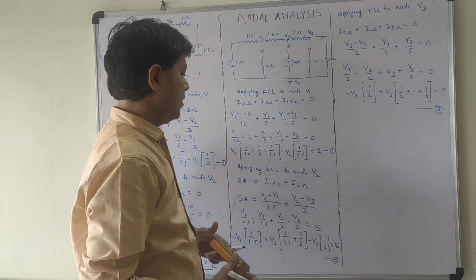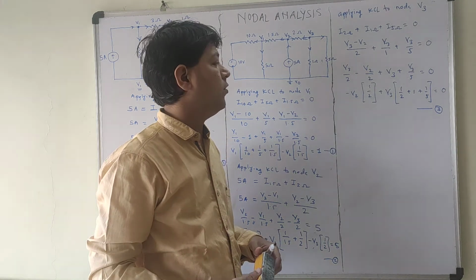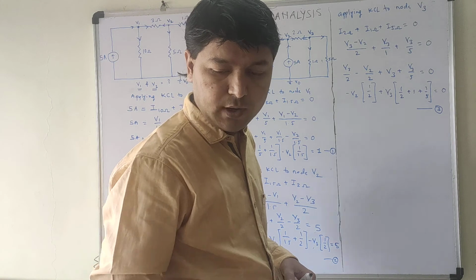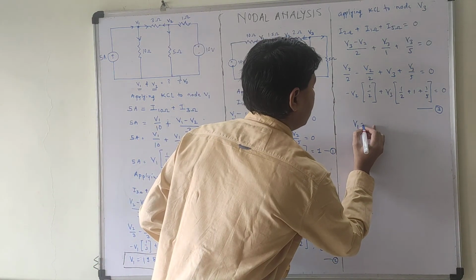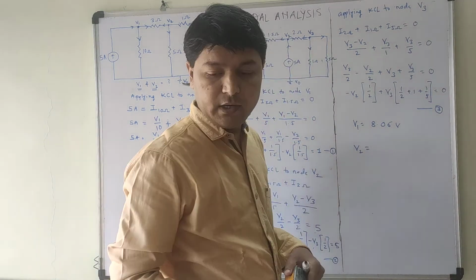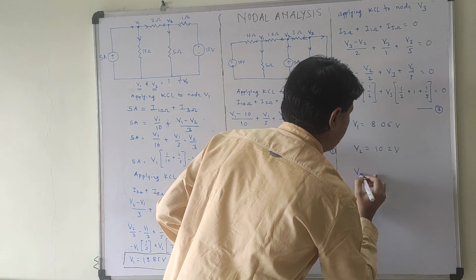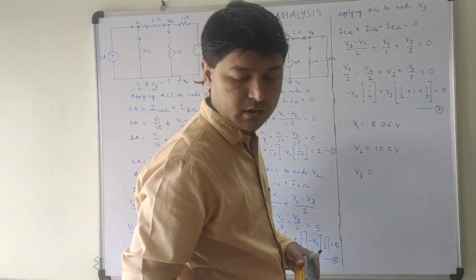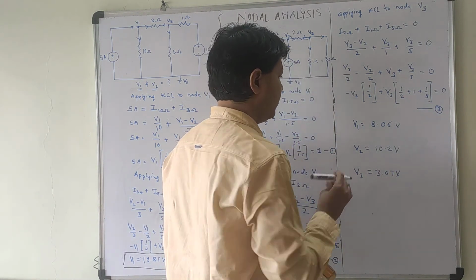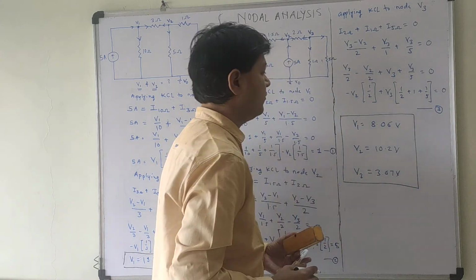Okay, using Cramer's law, the values of V1, V2 and V3 are calculated. The value of V1 is coming 8.06 volt, the value of V2 is coming 10.2 volt, and the value of V3 is coming 3.07 volt. Okay, so this is V1, V2, V3.